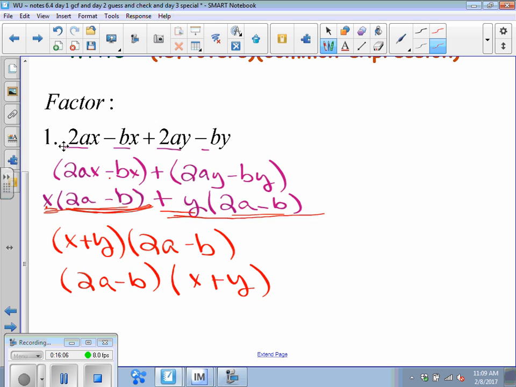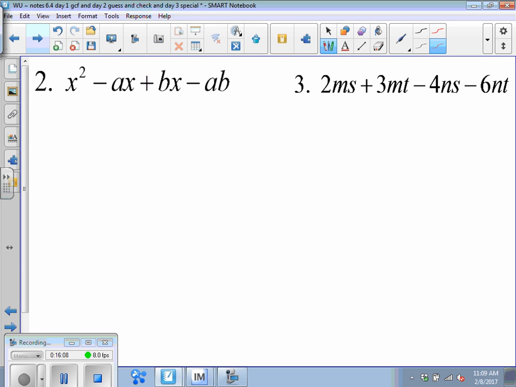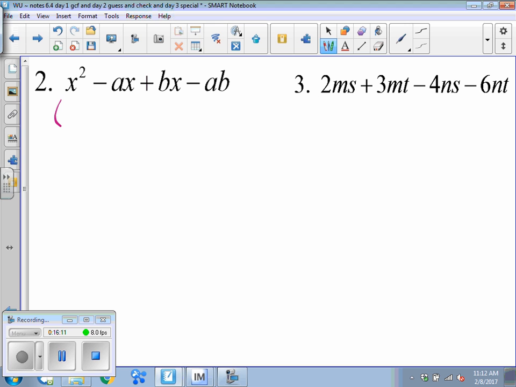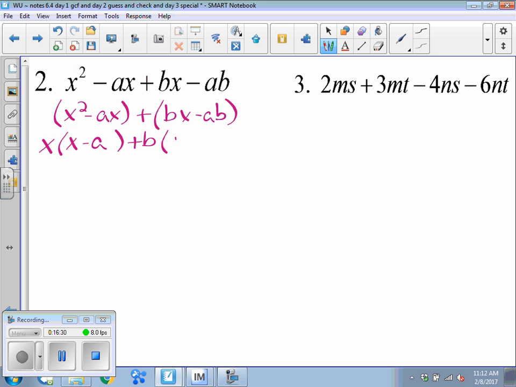All right, I want you to try the next one. Try number 2. All right, so we group the first two, x squared minus ax, plus second two, bx minus ab. My greatest common factor in my first group is x, so when I take that out, I'm left with x minus a. My greatest common factor in my second group, I'm going to take out a positive b, so that leaves me with x minus a. I need the same thing there and there, so I'm left with x plus b times x minus a, or the reverse order of that is fine also. Does anybody have any questions?